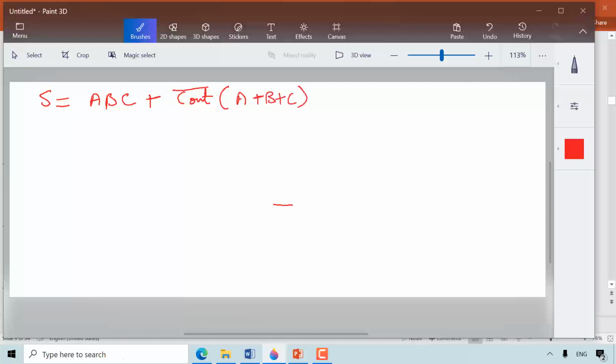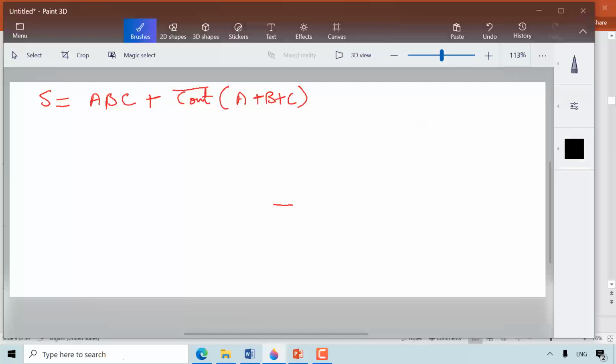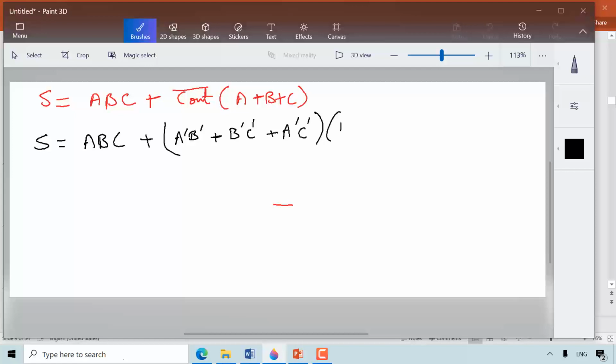Now the proof for this is very simple actually. If we wanted to prove it, here is the sum equals ABC plus the Cout. If you express it, from earlier slides, it will be A prime B prime or B prime C prime or A prime C prime, I'm sorry, ANDed with A or B or C. Okay, now this is again ABC.